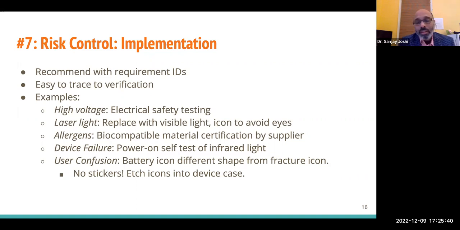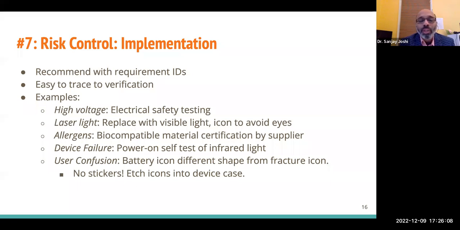For allergens, you could use some material certification by your supplier that the material is biocompatible. And this is where in many medical devices, you can use something known as a predicate, that you can tell the government that something like this already exists on the market, the same material. To combat device failures, you could do a self-test on power on to make sure that the infrared light was working in our sample device.